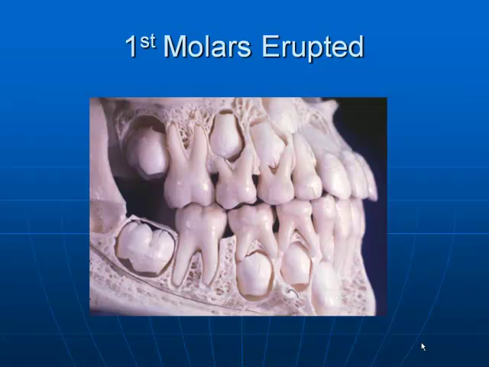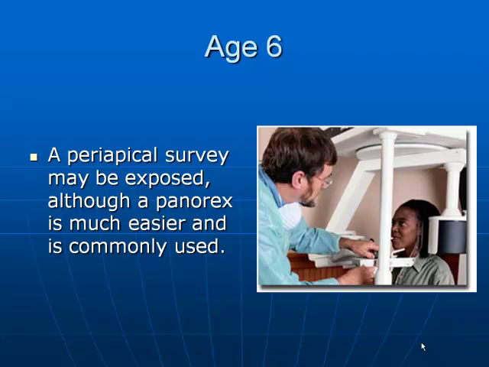In this slide, you will see this patient is approximately 6 years old due to the first molar eruption. At age 6, a periapical survey or a full mouth survey, which is 18 films including anterior and posterior PAs and bite wings, may be exposed, although a Panorex is much easier and is commonly used at this age. It is important to use either a periapical survey or a Panorex to determine missing or unerupted teeth.